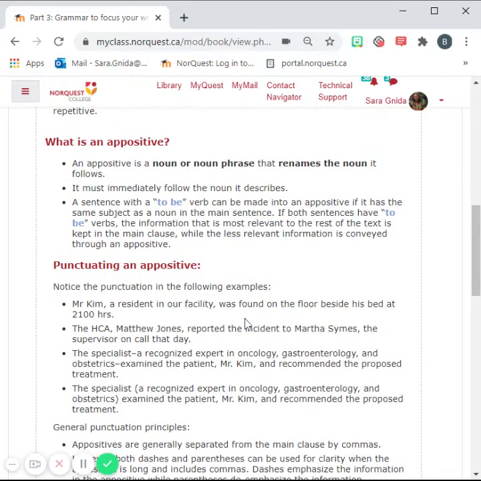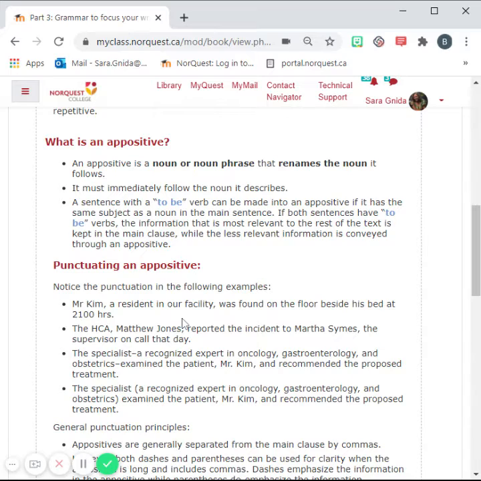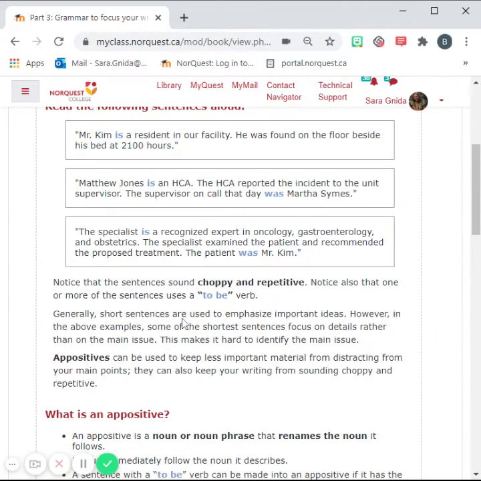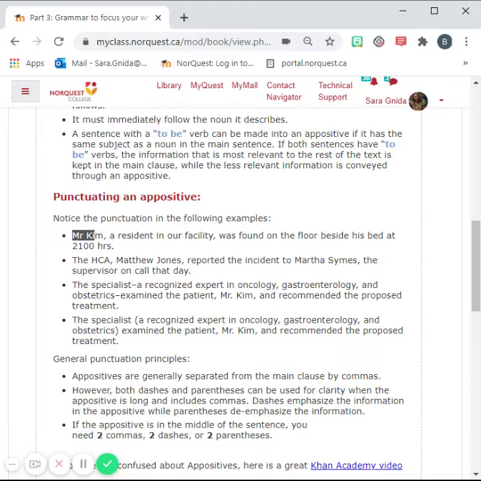So let's look at some examples here. Mr. Kim, a resident in our facility, was found on the floor beside his bed at 2100 hours. That's a bit clearer than this first part here. Mr. Kim is a resident in our facility. He was found on the floor beside his bed at 2100 hours. The focus isn't very clear in that first sentence, but here the focus is very clear. The main sentence is Mr. Kim was found on the floor beside his bed at 2100 hours. There we go.